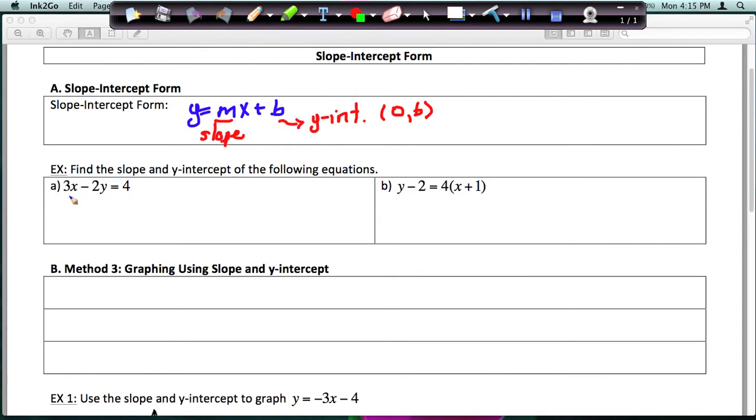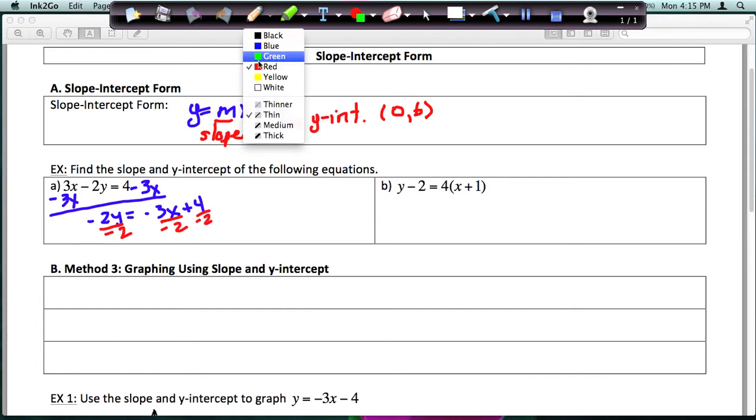So what I need to do for A is solve for y, and then I can figure out what my slope and y-intercept is. So to solve for y, first thing I want to do is move this term with an x over to the right-hand side of the equal sign. So this is a positive 3x, so I'm going to subtract 3x over to the other side of the equal sign. And when I do that, be careful with your signs, you have a negative 2y equals, I'm going to put the x term first, so that's a negative 3x, and then a positive 4. And then to get y by itself, I need to divide everything by a negative 2.